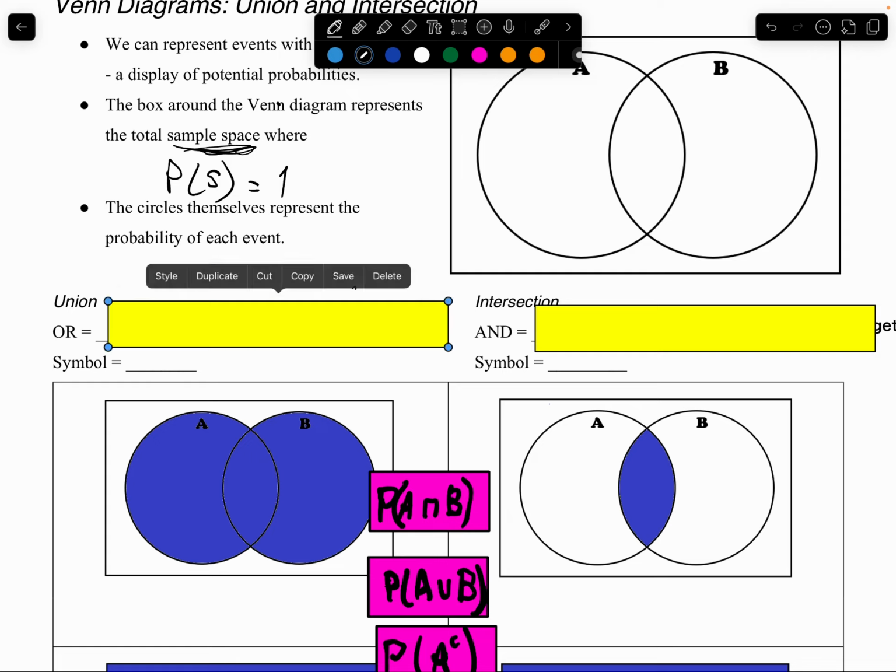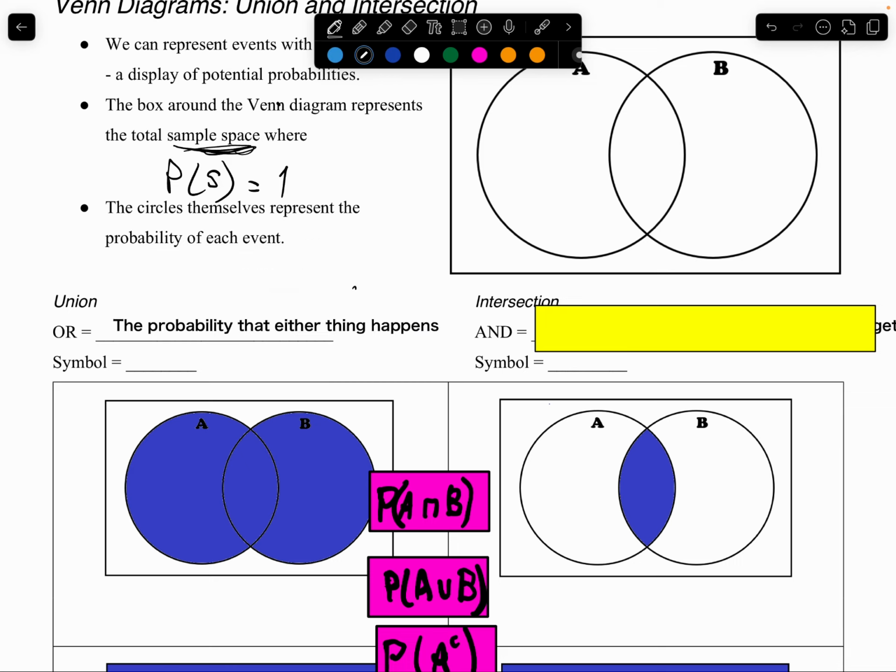So the union is when we have the probability that either thing happens. And the symbol is a big U, like that. That's called a union. You can make little tops like I did if you want. It's the probability that either thing happens. So you shade in both of the things. You shade in the first one and the second one. You'll see in a second.